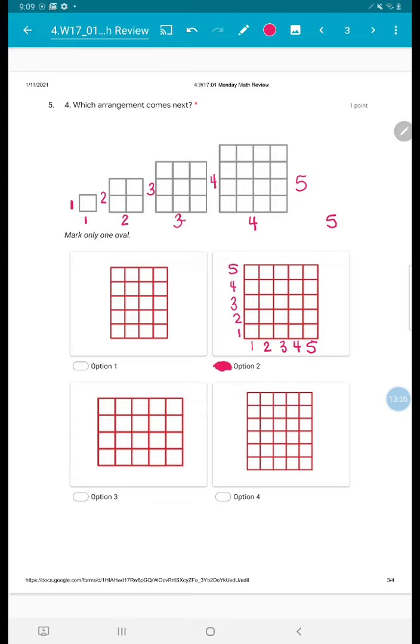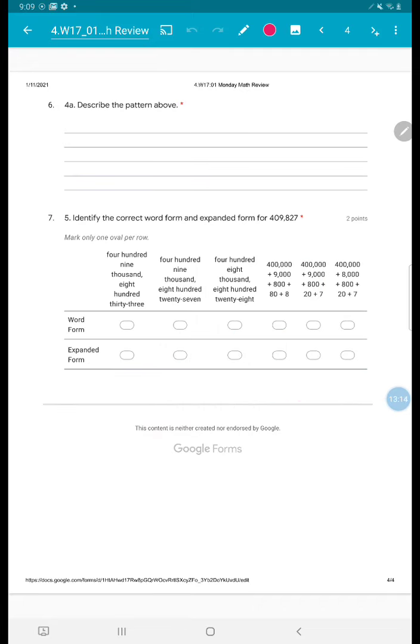So then it asks you for the next one. It's asking you to describe the pattern. What's happening in that pattern that we just looked at? Of course, we're adding one column and one row.